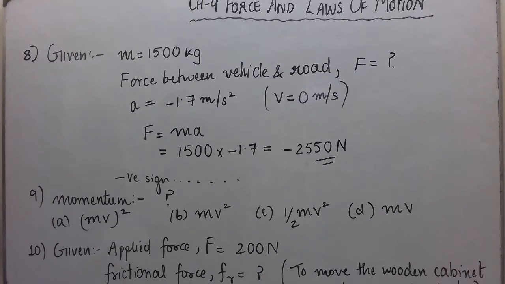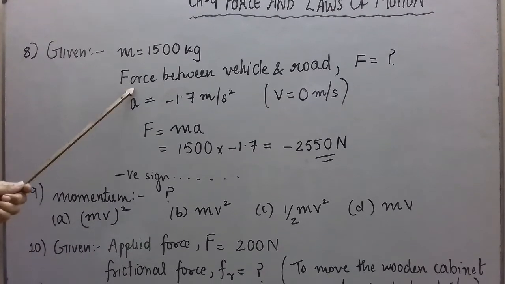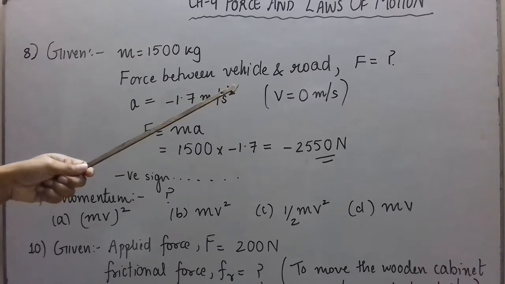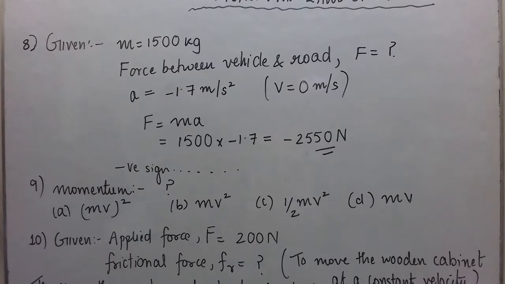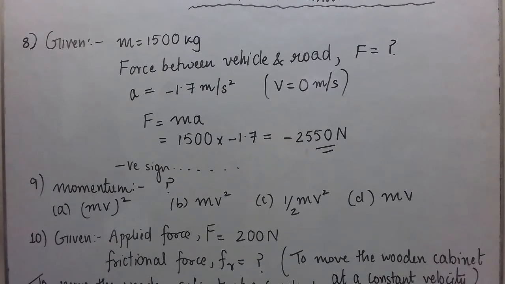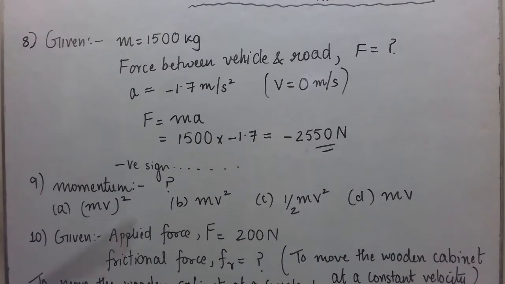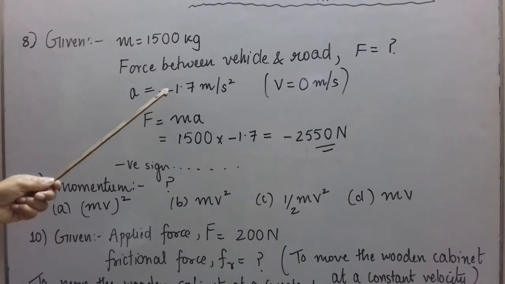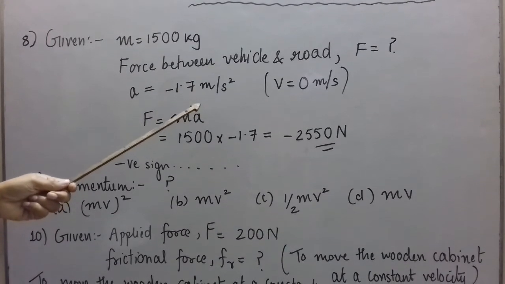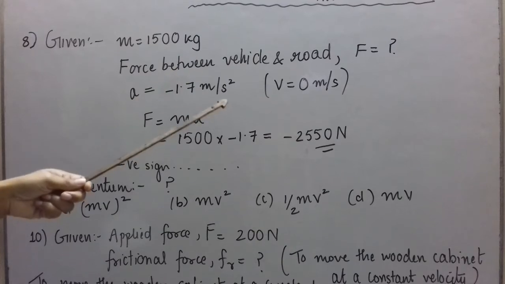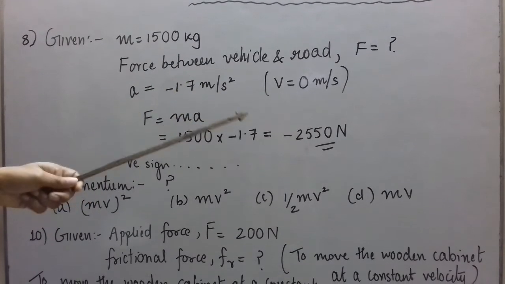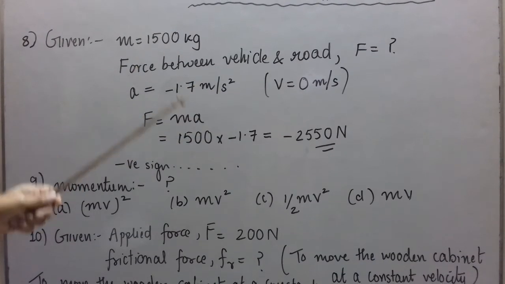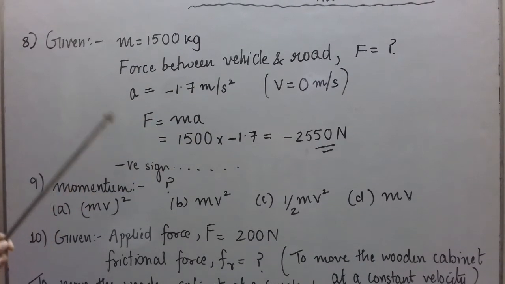What must be the force between the vehicle and road? So force between vehicle and road, that I have represented by F, that we have to find out, when the vehicle is to be stopped with negative acceleration of 1.7 meter per second square. So acceleration is minus 1.7 meter per second square. To stop means final velocity v is 0 meter per second. I have written this in brackets because it won't actually be required for us.